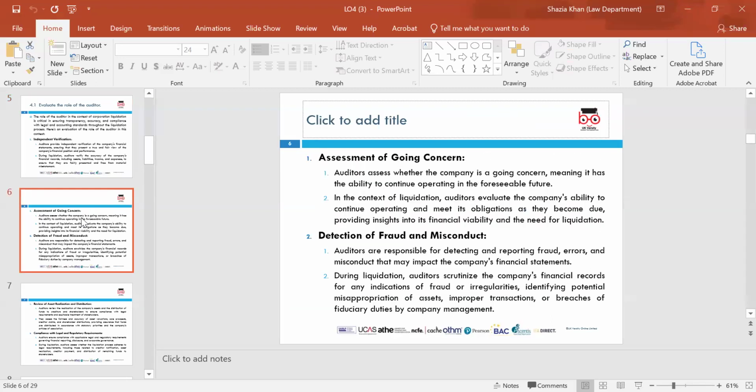So, assessment of going concern. Auditors assess whether the company is a going concern, meaning it has the ability to continue operating in the foreseeable future. In the context of liquidation, auditors evaluate the company's ability to continue operating and meet its obligations as they become due, providing insights into the financial viability and the need for liquidation.